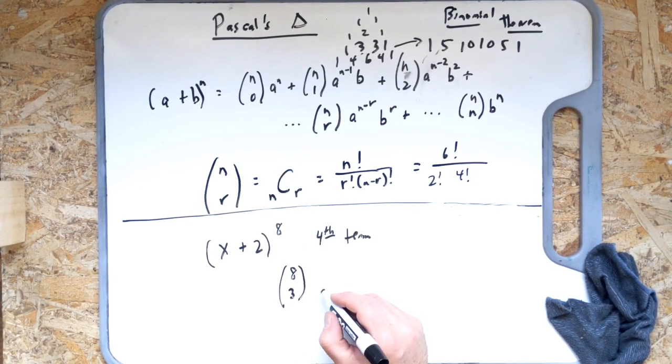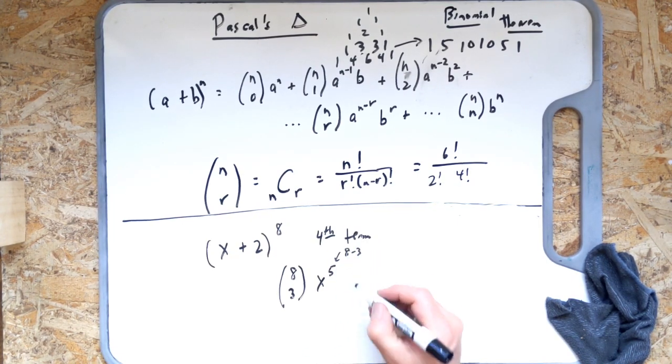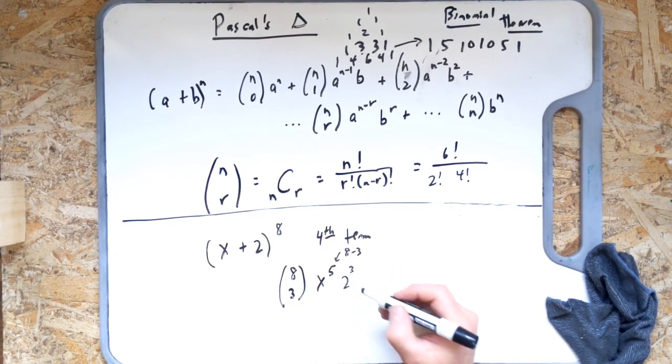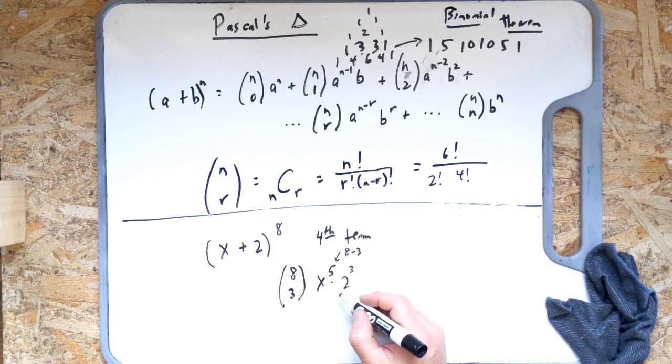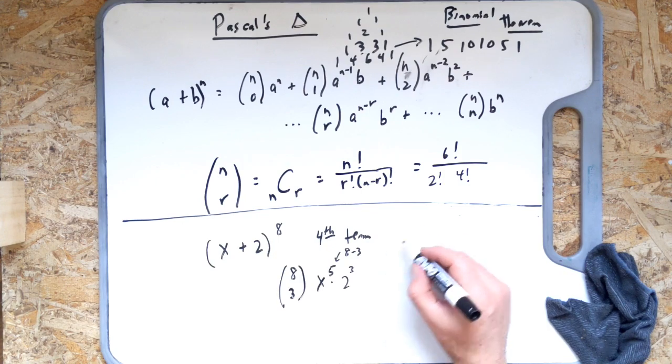Then we put in our values. So we've got x to the 8 minus 3, which is 5th. 8 minus 3. And then 2 to the 3. There we go. This is just 8. So this is 8x to the 5th, but I have to find this out. So I'm going to do that over here.